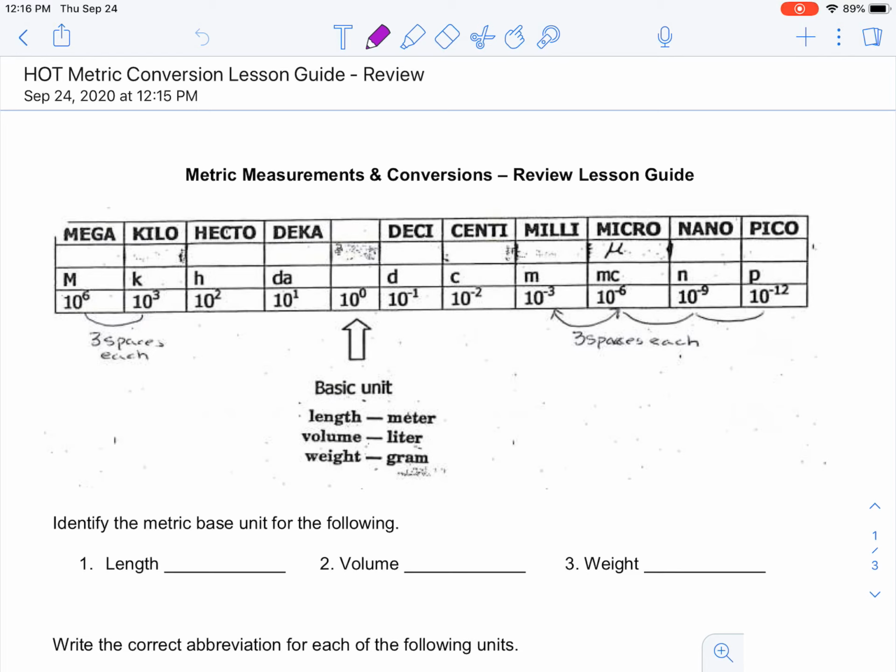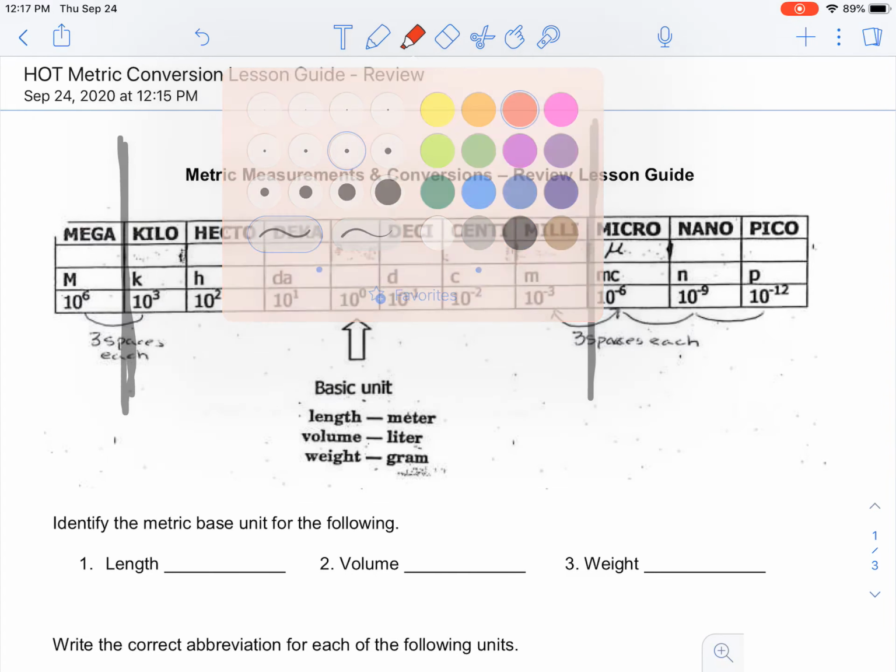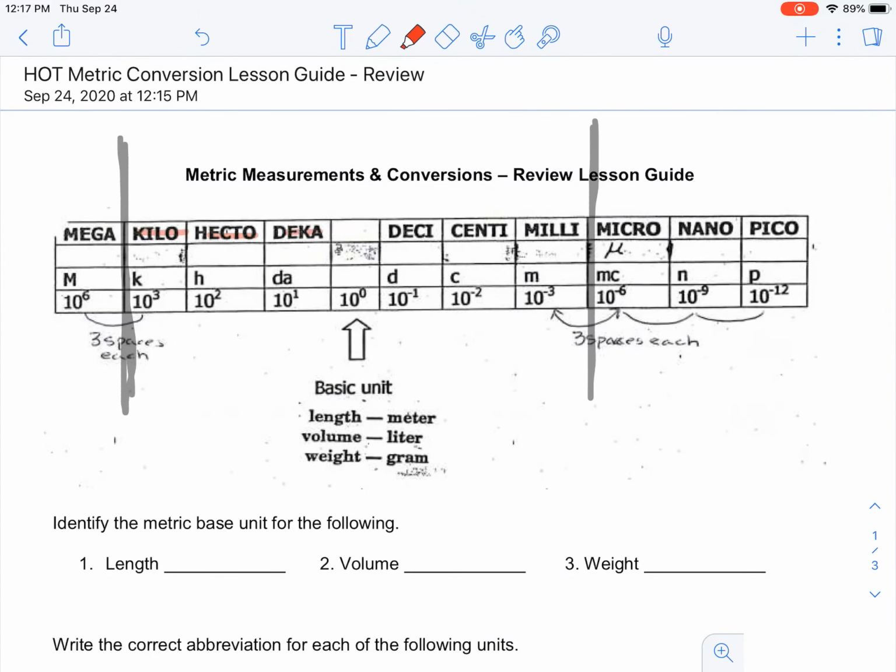Metric measurements are all based off of prefixes and then base units. In a regular sending school, maybe in a science class or a math class, you probably have dealt with kilo, hecto, deca, deci, centi, milli, okay? Or if you remember, King Henry died drinking chocolate milk.